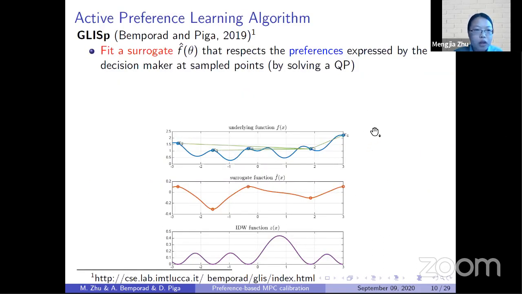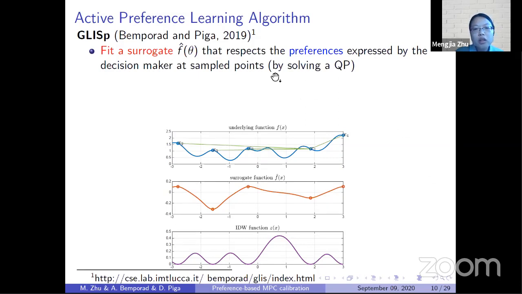So in the following slides, I will give a brief introduction to the active preference learning algorithm, GLISP, which is developed by Professor Bemporad and Piga. For more information and the code, you can visit this website.